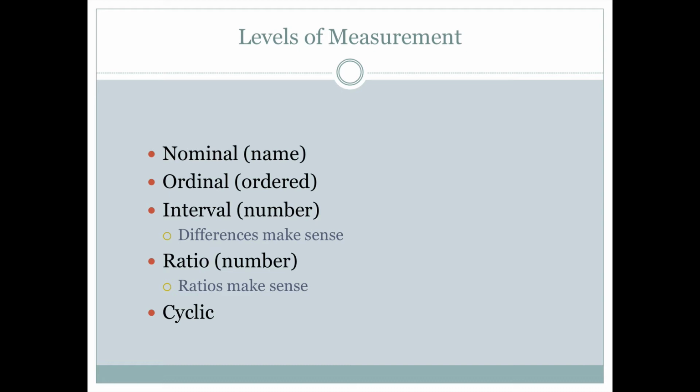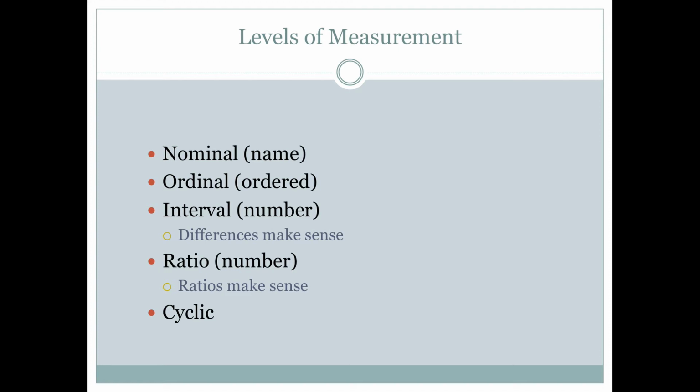But anything that we can think about an absolute zero for, or a ratio that makes sense, can be a ratio level of measurement. For example, population density. A population density of 80 people per square mile would be twice as dense as a population density of 40 people per square mile. And also the zero makes sense. If there's no people living there, then we would have a population density equal to zero.